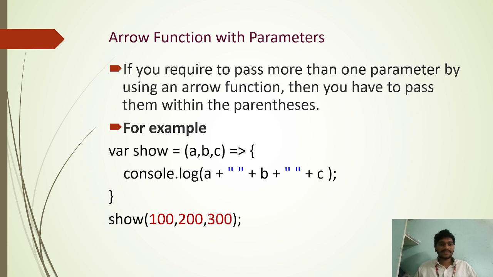For example, show equals (a, b, c), then the arrow notation, and console.log(a + b + c). For show we have given the three parameters as 100, 200, and 300. So your console will print the value 600 as the answer.